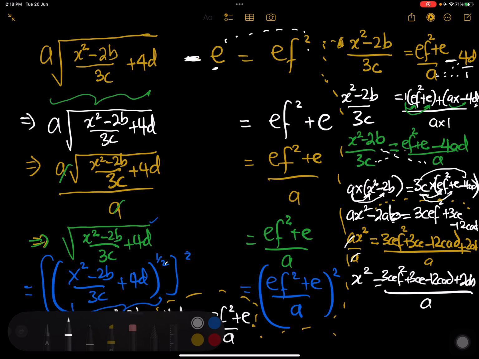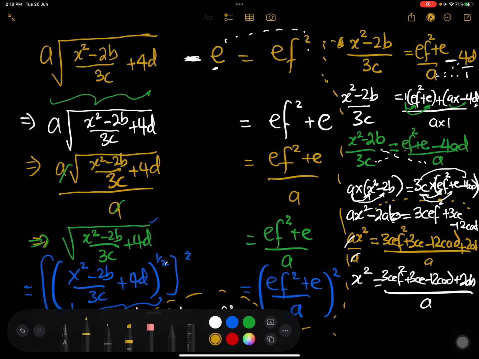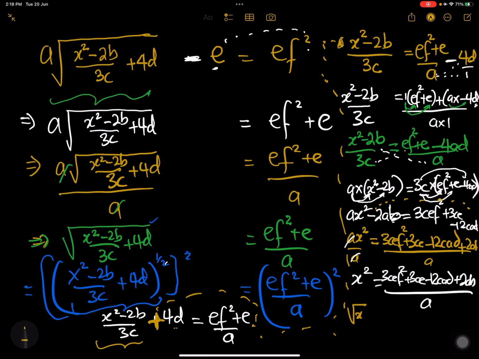Our final answer is to take the square root. Whatever we do to the left-hand side, we do to the right-hand side. So we take the square root of x squared so that we can have x. So this is going to be the square root of 3CEF squared plus 3CE minus 12CAD plus 2AB, all divided by A. So that gives us our final answer.